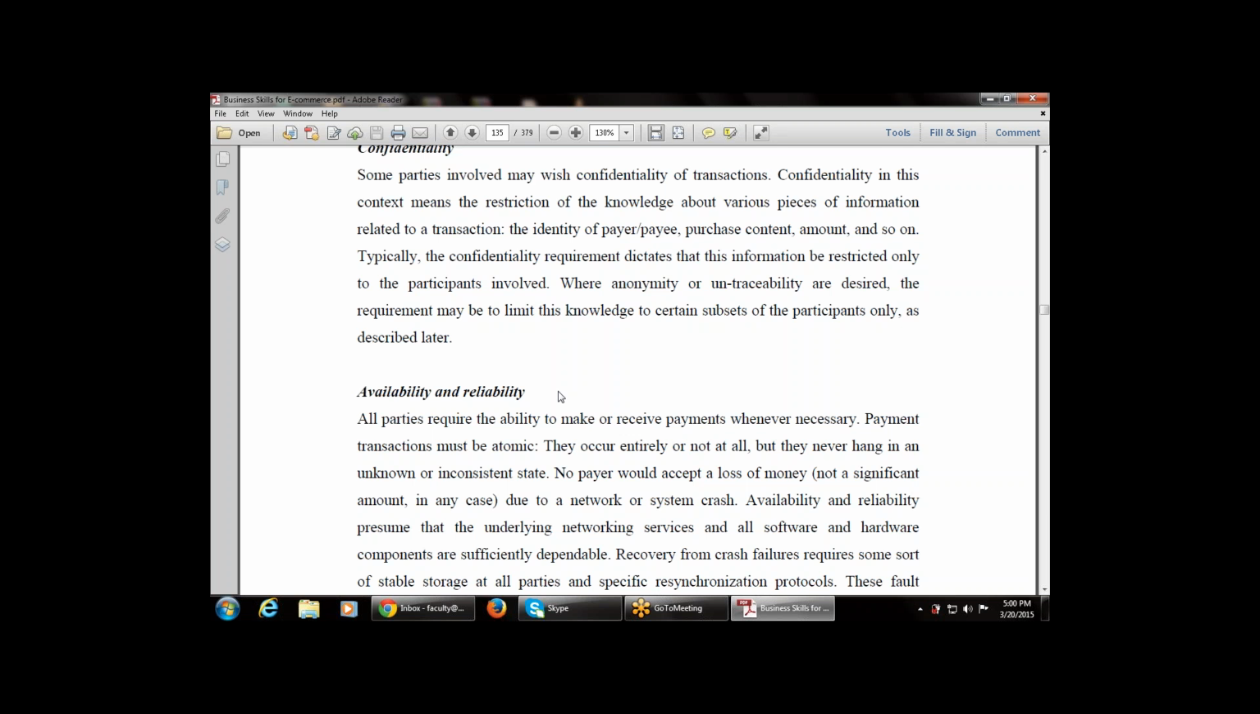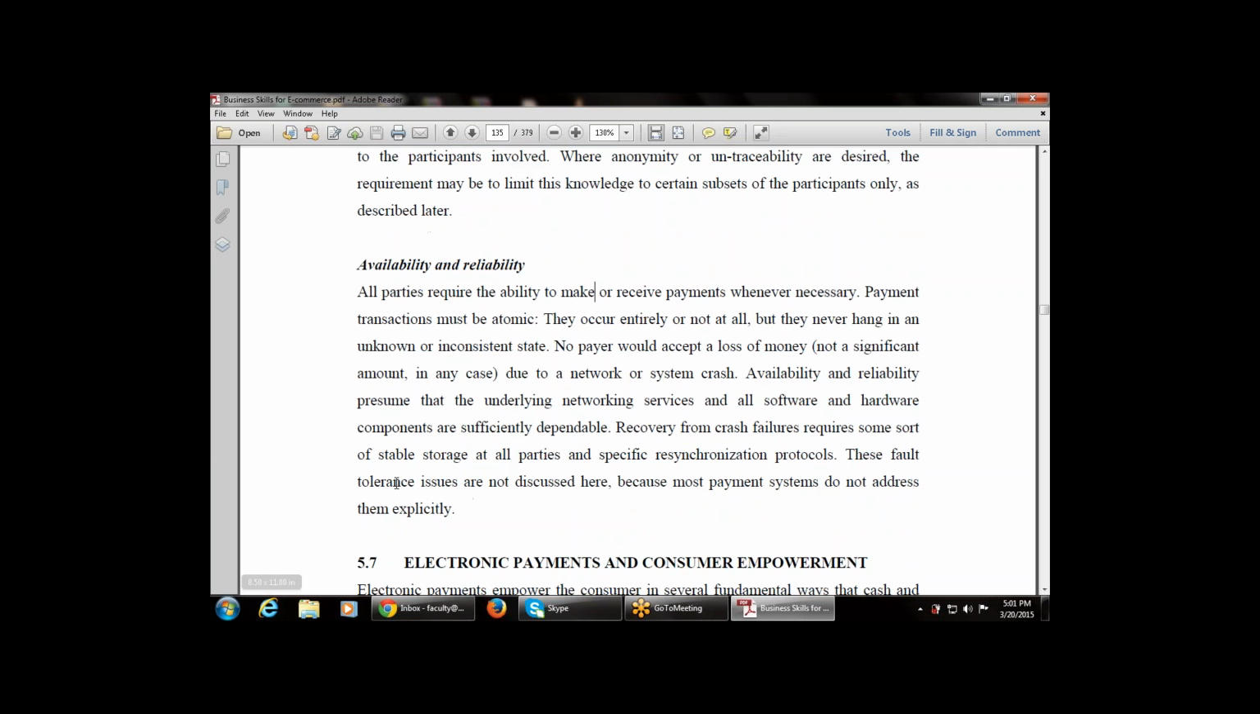Recovery from crash failures requires some sort of stable storage at all parties and specific resynchronization protocols. So whenever there is any loss of data, we can recover from the crash failures, which requires stable storage at all the parties and specific resynchronization protocols. These fault tolerance issues are not discussed here, such as the recovery requirements or recovery payment procedures used with e-payments, because most payment systems do not address them explicitly.